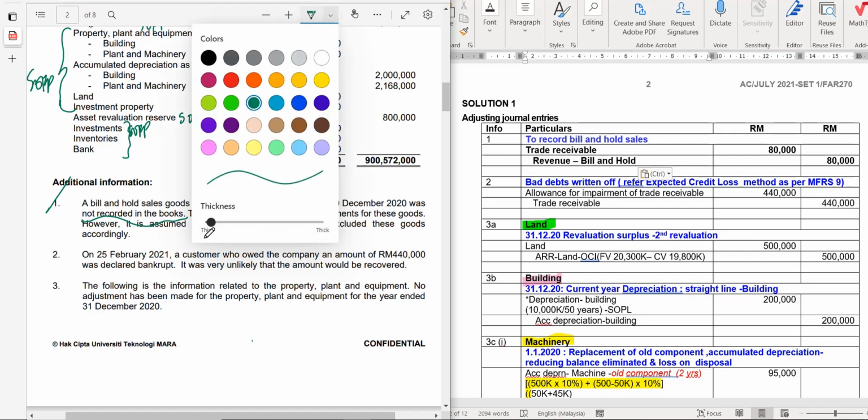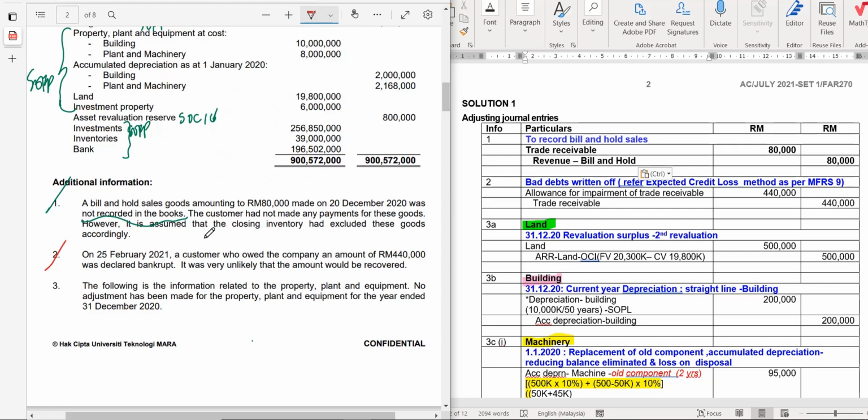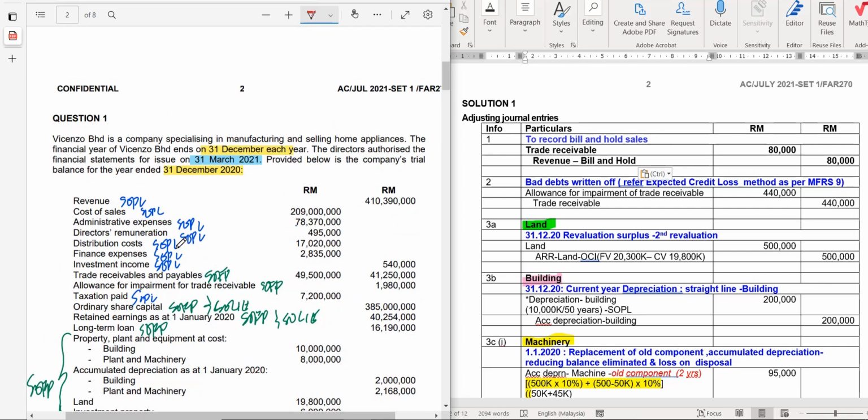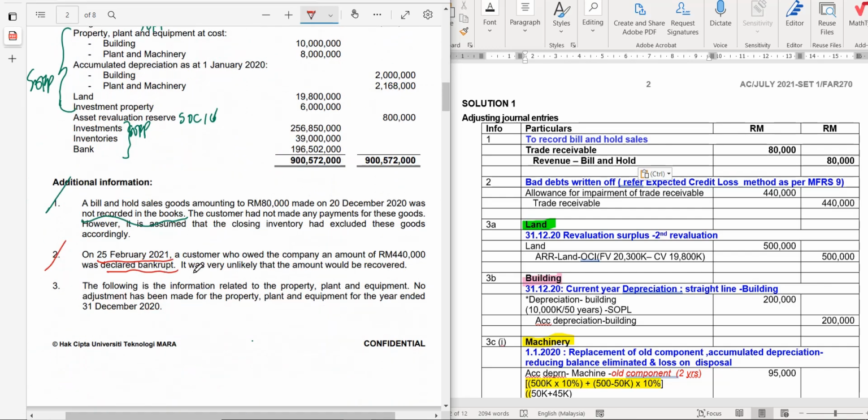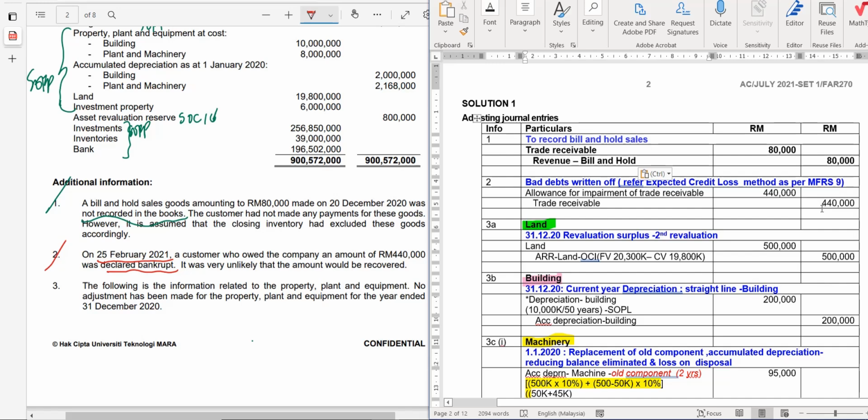Second one, we will go on looking at the second item, which is on the customer on 25th of February, which is after the reporting date. You found out that the customer was declared bankrupt, and this is events after reporting period. However, 25th of February 2021, still before the authorization date, which is 31st of March. So therefore, this is an adjusting event, and you need to go and adjust the bad debts because the customer was declared bankrupt. To do that, you will be doing this.